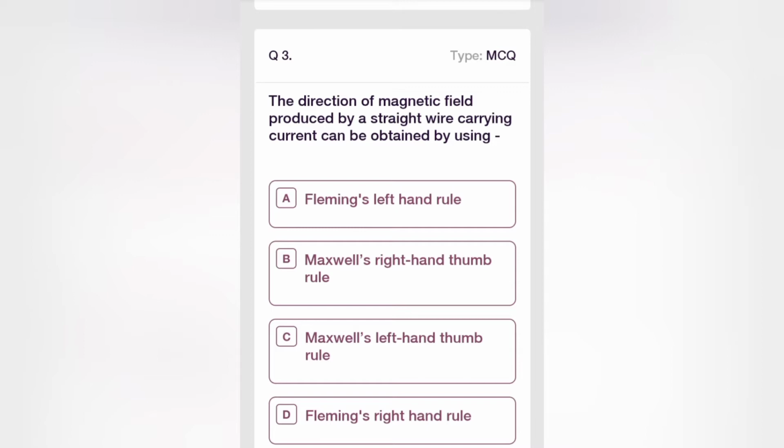Right-hand thumb rule. If the thumb represents the direction of the current, then the remaining four fingers represent the direction of the magnetic field. Option B is the correct answer.